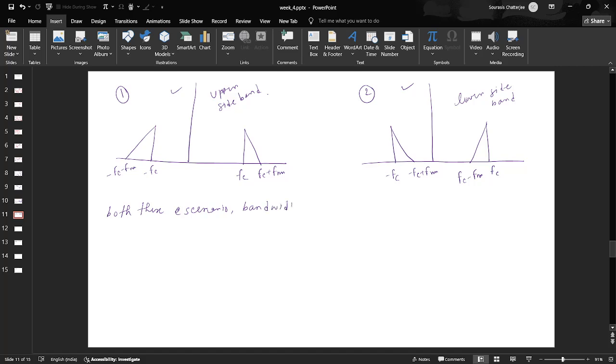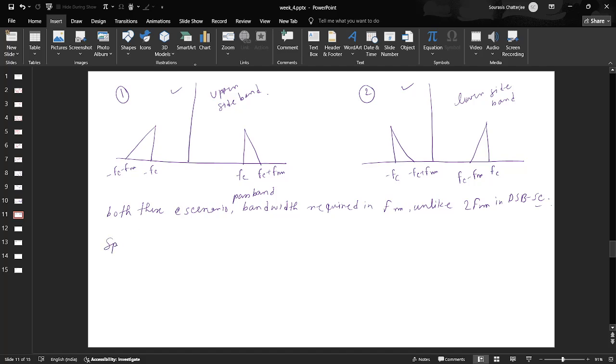the bandwidth, or to be specific, passband bandwidth required is FM, unlike 2 FM in DSB-SC.